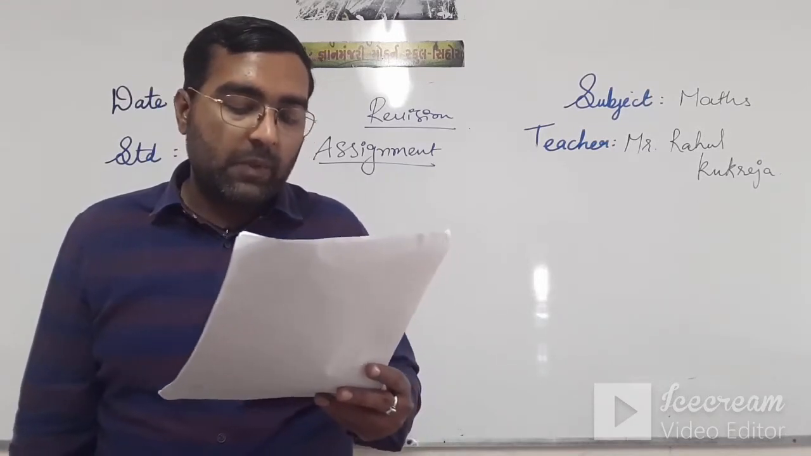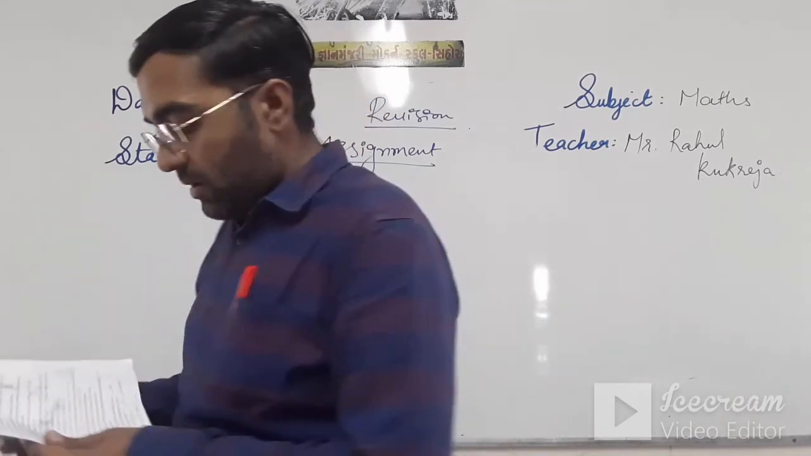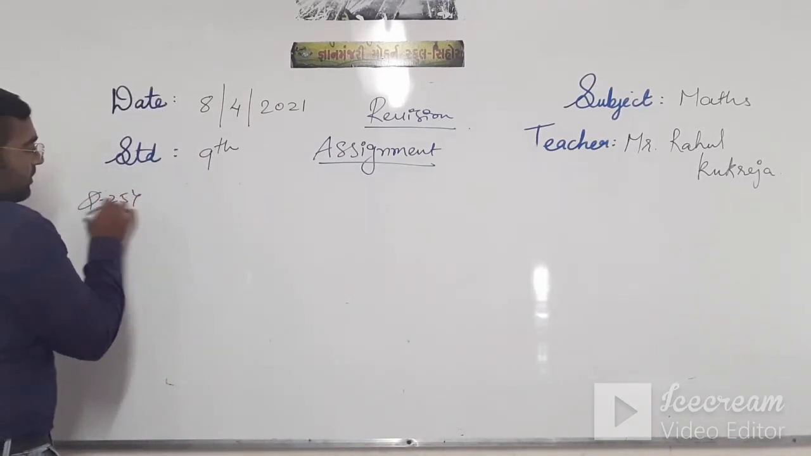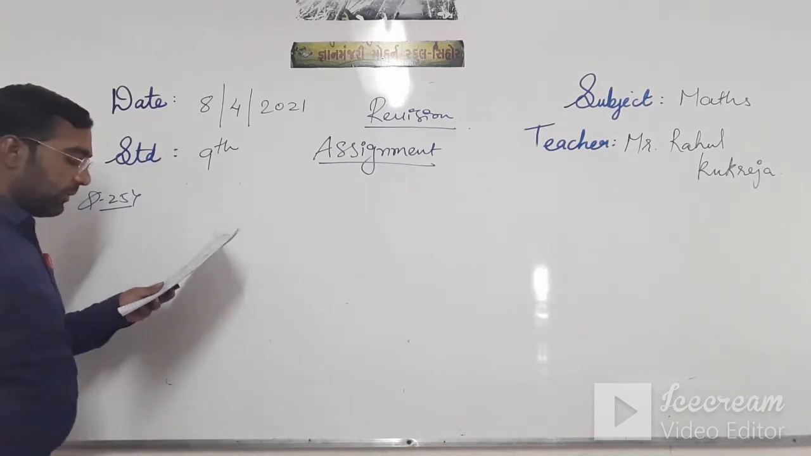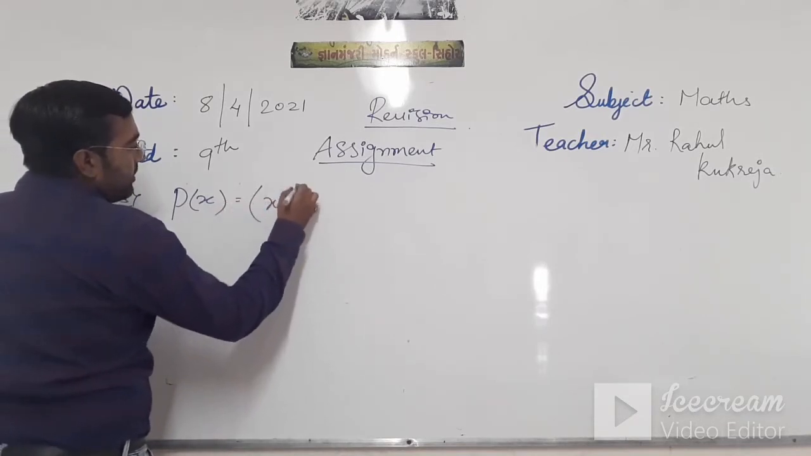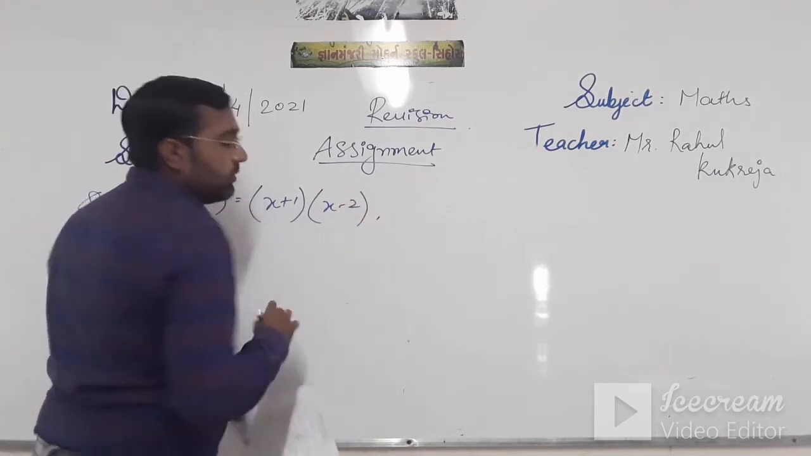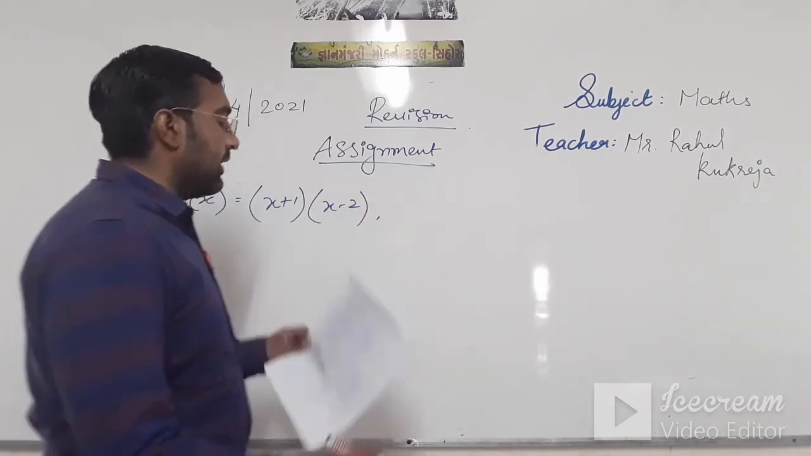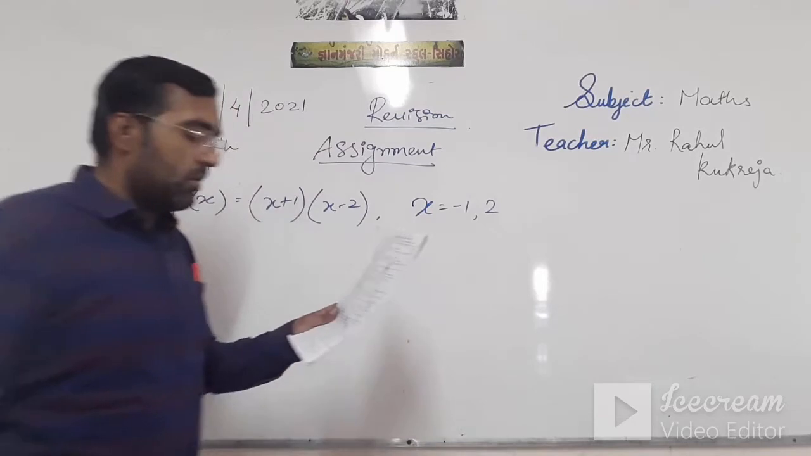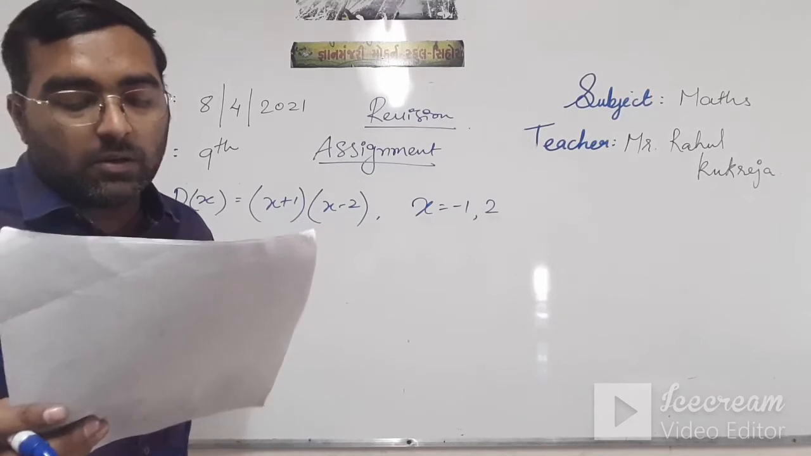Next, that is 25. Verify whether the given values are zeros or not. Question number 25. Given p of x is equal to x plus 1 and x minus 2, and the values of x are minus 1 and 2. Here it says to verify whether the values of x are zeros or not.